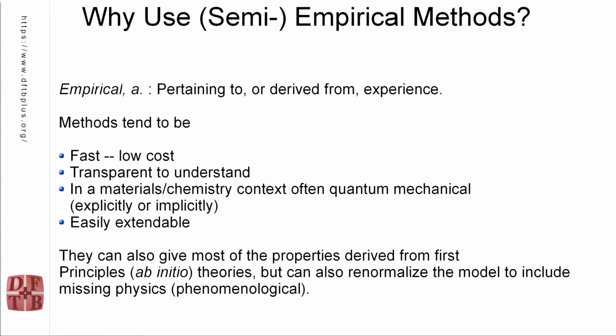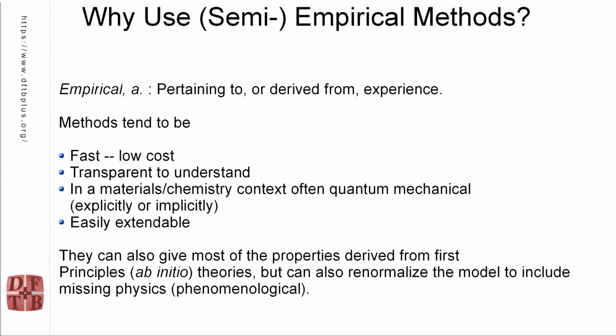In terms of semi-empirical methods, empirical is something which is derived from experience. These tend to be methods which are fast and pretty straightforward to understand. In applications within a materials chemistry context, usually the idea would be to be quantum mechanical, but there's perhaps a separate discussion to be had over the role of classical models in this kind of area. And there are certainly a number of groups who can talk about empirical classical models as well.